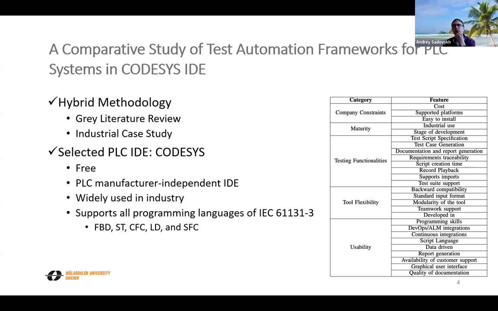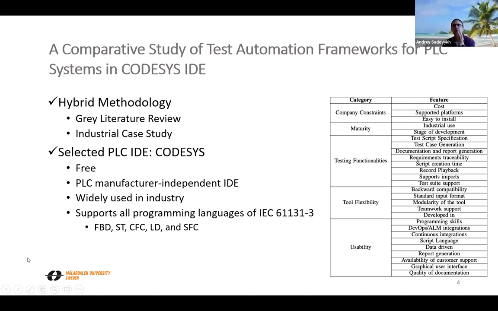Did you compare several frameworks, and so you chose the best one? What's the conclusion? The test automation frameworks that we detected through the grey literature review, the GLR, are Codesys Test Manager and also CoUnit. These are the most discussed and also most famous and reliable test automation tools of Codesys IDE, and both tools are verified by Codesys IDE. So these two tools are what we focused on in this paper.